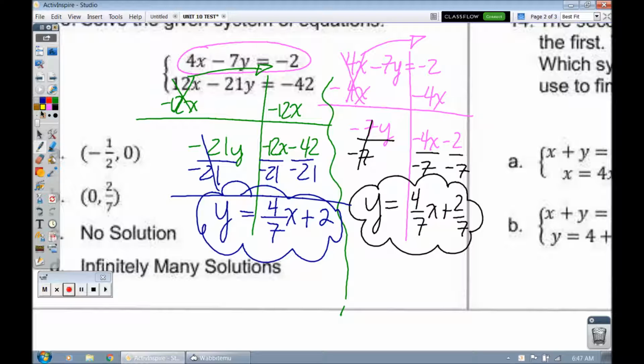Looking at our two different equations, you should be able to determine that the slopes are the same, but they have two different y-intercepts. So this one is going through +2, and it has a slope of up 4/7, something like this. And then we have this one here. Its y-intercept is 2/7. That's just barely above 0, and it goes up 4 with the same slope. And when you have the same slope but different y-intercepts, they are parallel, which means this system has no solution.